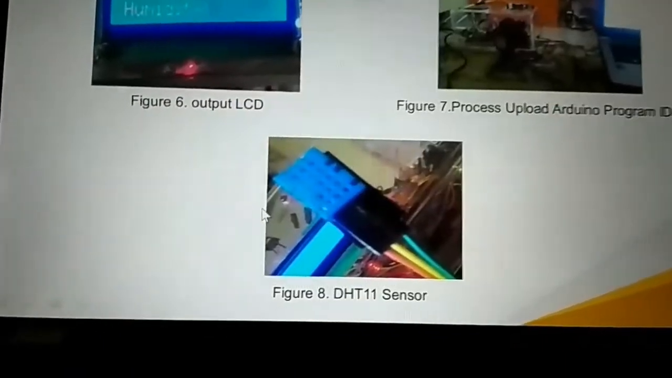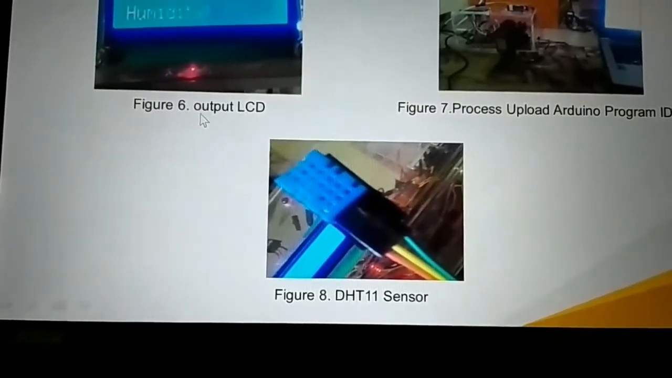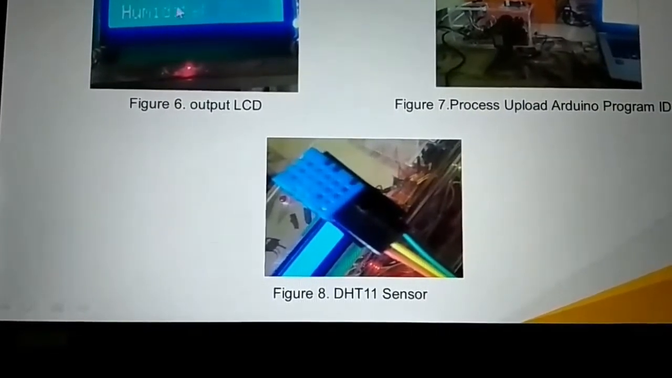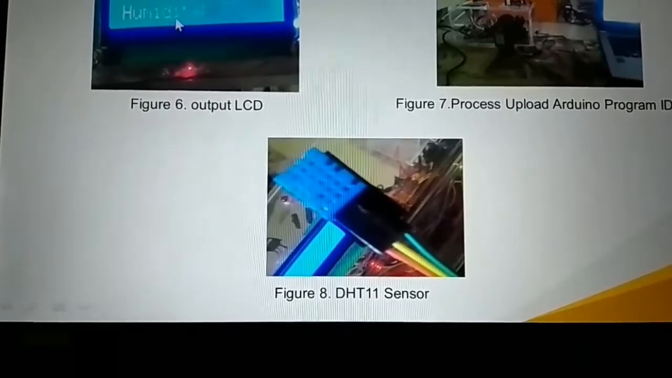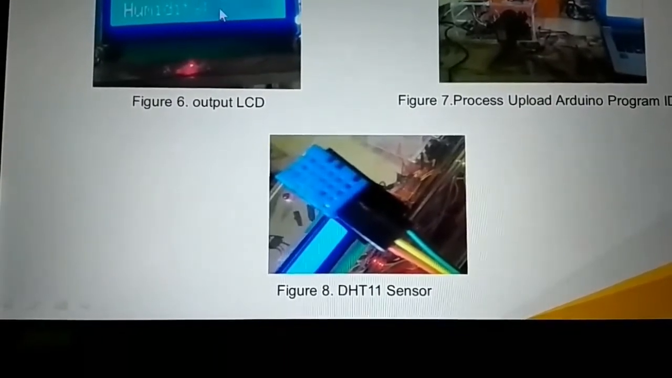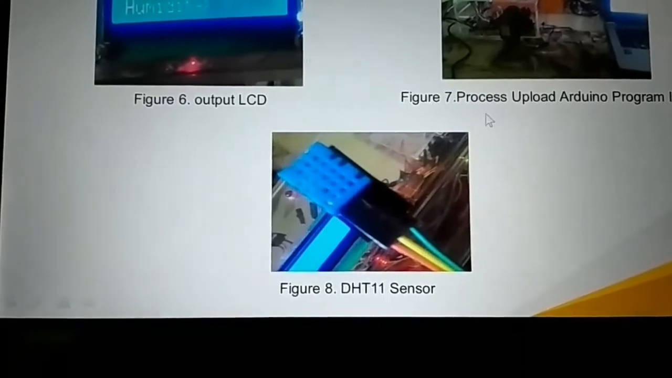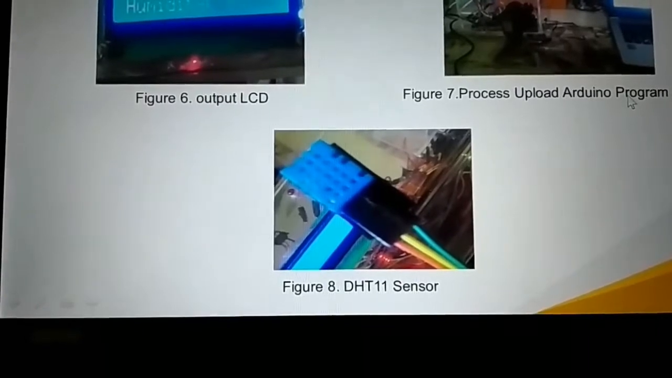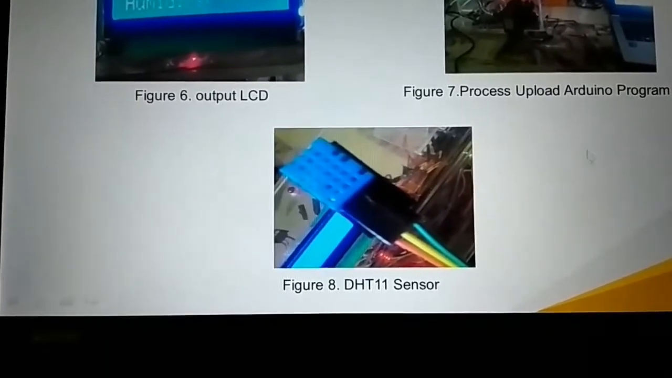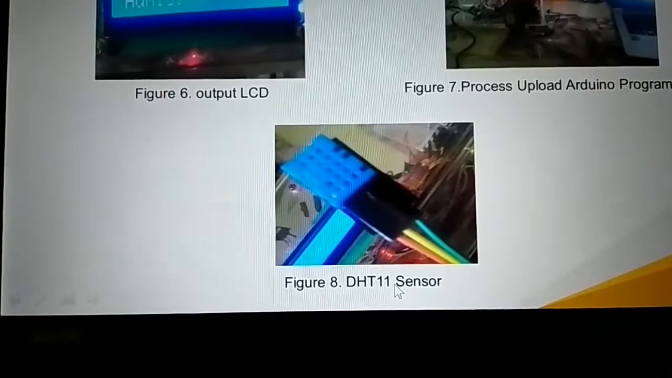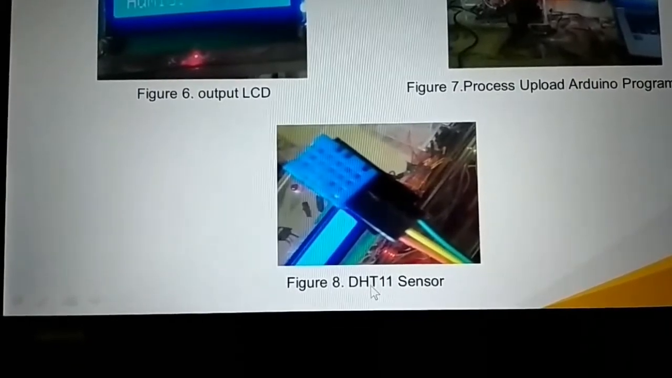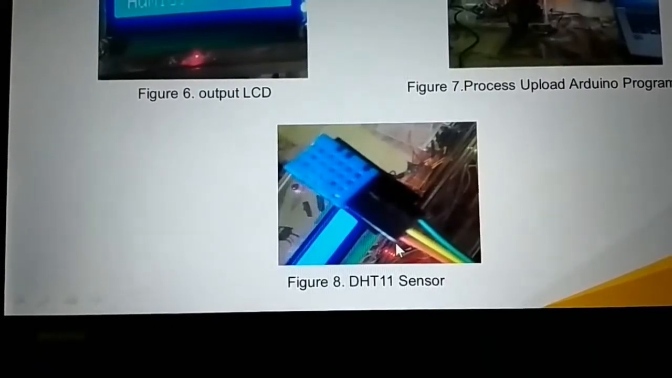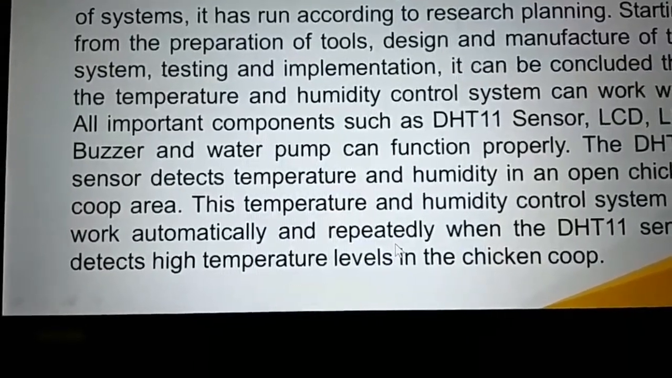Okay, we can continue this one. From figure 6, the example of the LCD output, we can see the temperature and humidity of the broiler coops, and then in figure 7 we can see the process of how to upload the Arduino program. And then figure 8, we can see the DHT11 sensor in this system.